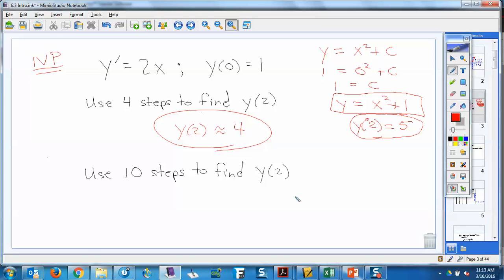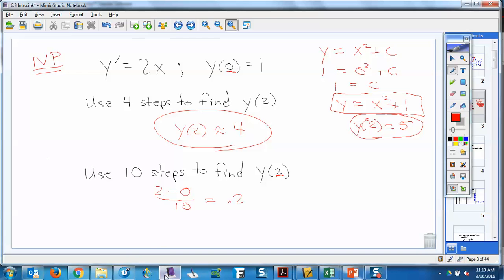So what's the only thing I have to change here to do 10 steps? Because I read 10 steps, I'm like, aha, I get to use my calculator here. I don't have to do a table. So step size, what are we going to do? It's going to be 2 minus 0, right? B minus A. Here's your B and A actually here, the 2 and the 0, right? 2 minus 0 divided by 10, which is 1/5 or 0.2.